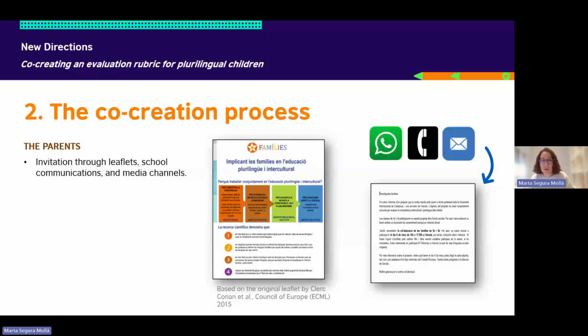All of the parents from kids in 5th and 6th year in primary were invited through different modes. We sent out leaflets like the one you can see here on the image, which is based on the Council of Europe's one. Also through school communications, media channels like WhatsApp messages, phone calls if it was necessary, or via email, like you can see here with a school communication.